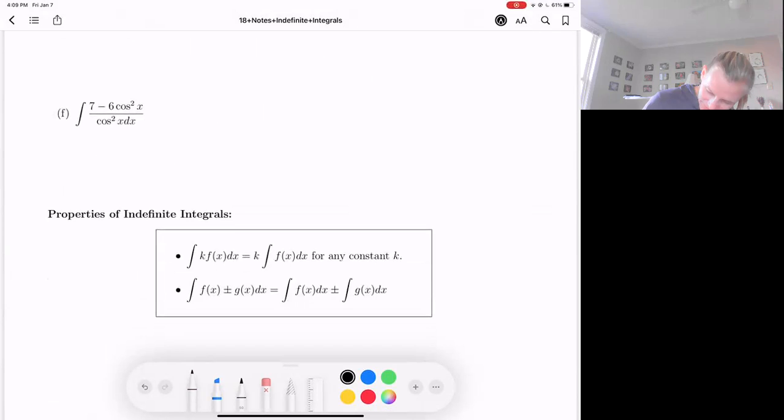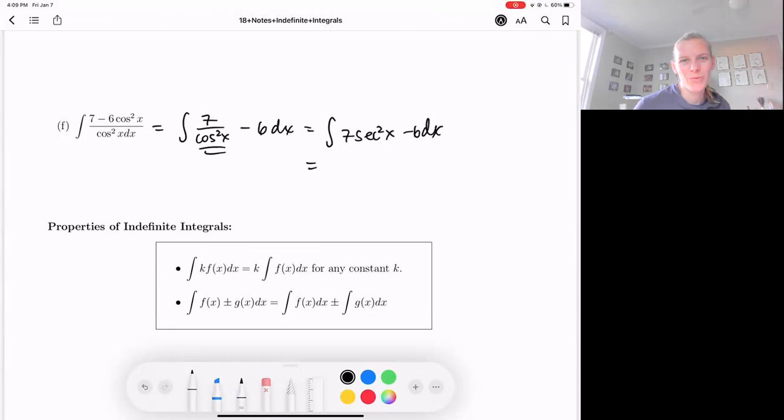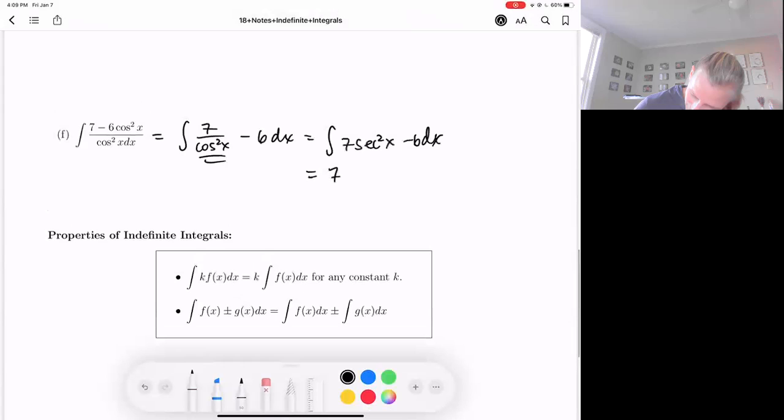This one looks like I'm going to need to simplify things first. So this will give me the integral of 7 over cosine squared x. I'm going to have cosine squared over cosine squared, so that's going to give me minus 6. I don't know the antiderivative of this right now, but remember 1 over cosine is secant, so that's just 7 secant squared x minus 6 dx. Just remember, what's the function whose derivative is secant squared? That's tangent, so this will give me 7 tangent of x minus 6x plus c.